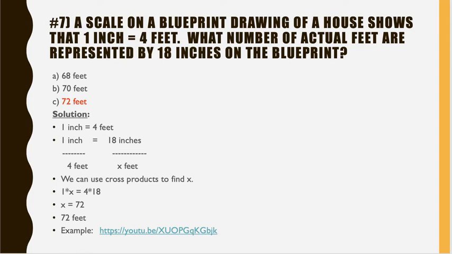So we're going to take x times 1, we cross it over, and we take 4 times 18. We cross that over as well. So now we get 1x is equal to 4 times 18. So 1x is the same thing as x, and 4 times 18 is 72. So x equals 72 feet. And I do have a good example on a video here as well from IntelliPath.